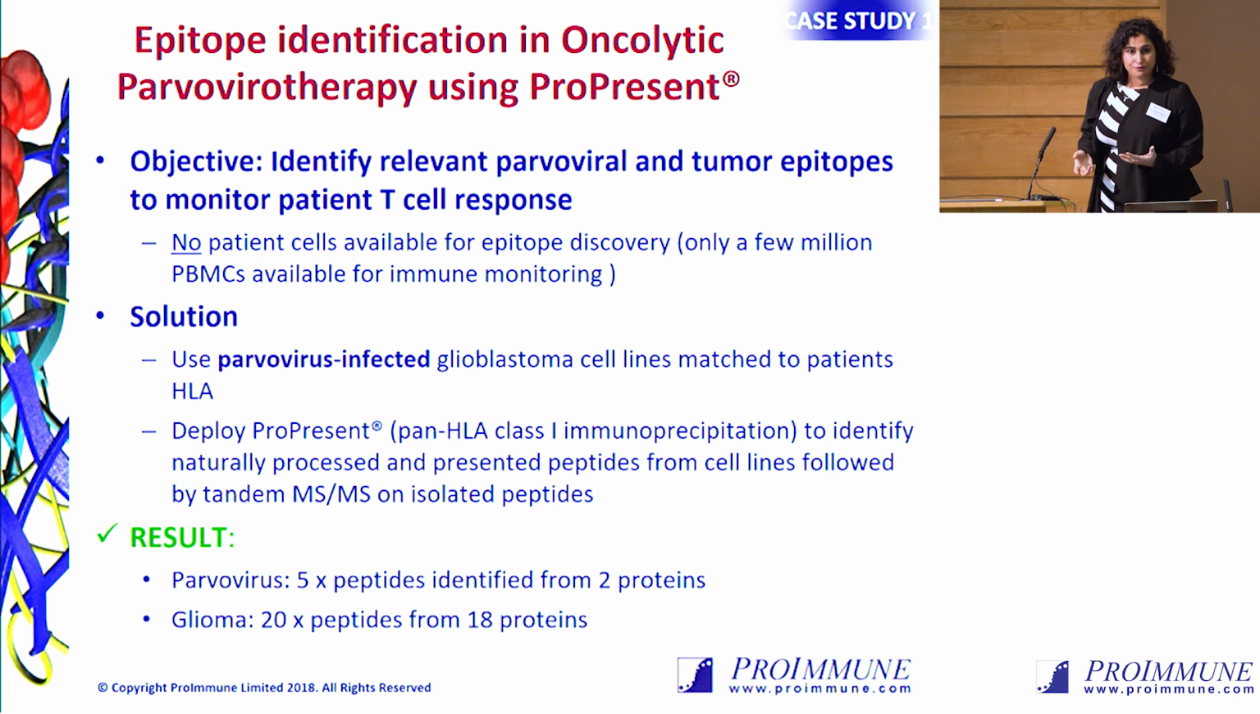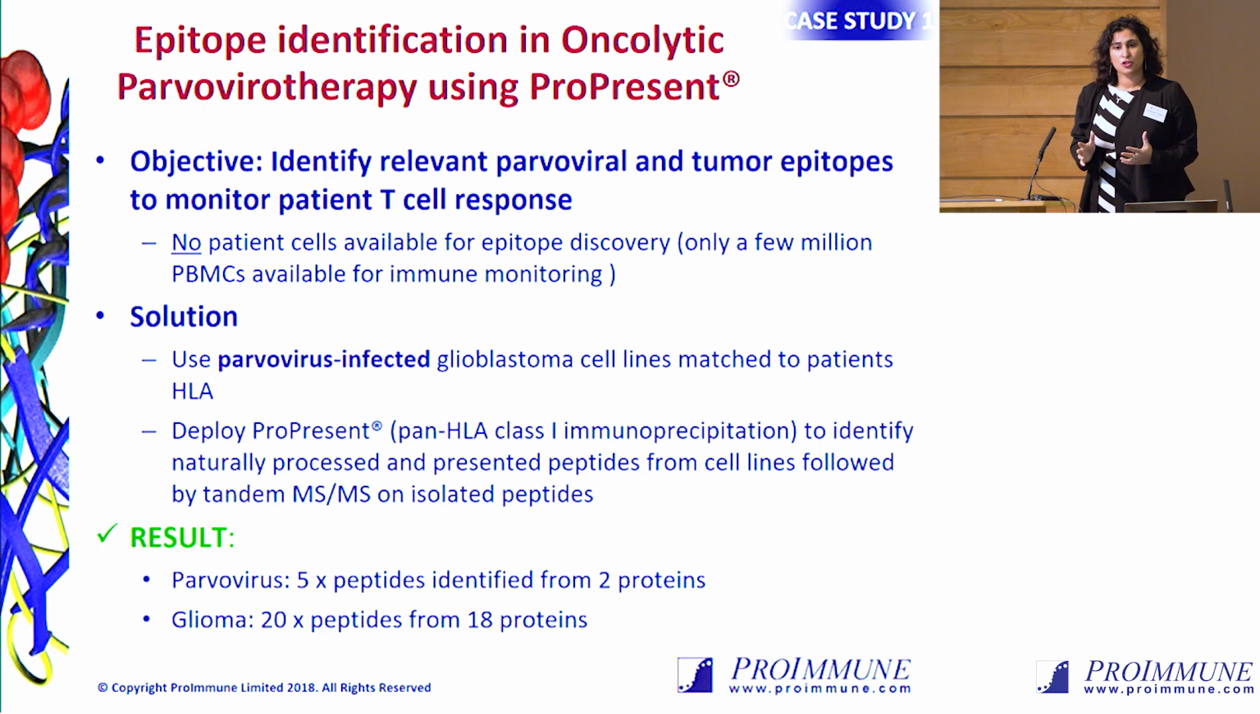So we sat with them, had a chat, looked at what they had available, and it turns out that they had a broad library of cancer cells, glioblastoma cancer cell lines. So what we suggested was just for them to infect those cancer cell lines with the parvovirus and send them to us.